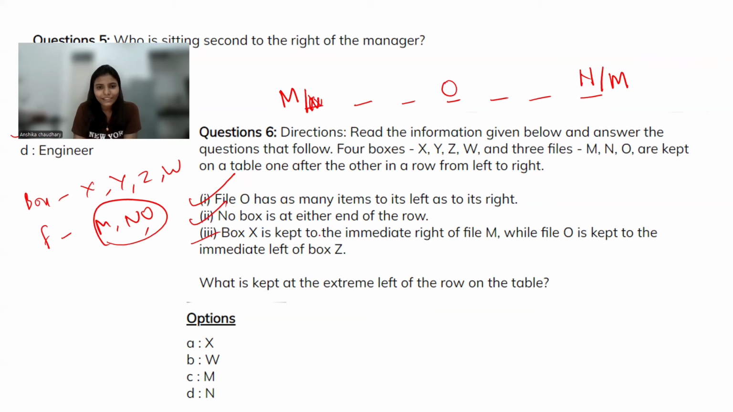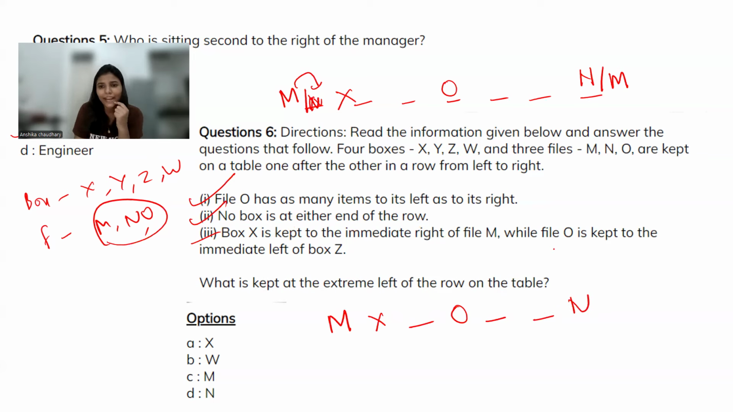Now, box X is kept to the immediate right of file M, right? Box X is kept to the immediate right of file M. So if I keep my file M here, then only I can move on to the right direction, right? So we will put X here, right? So the arrangement will be M, then X, then O, then places are left here, and then at last N.